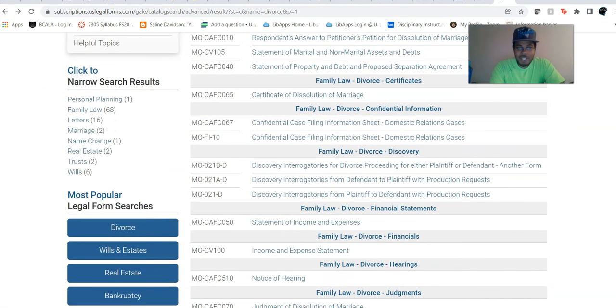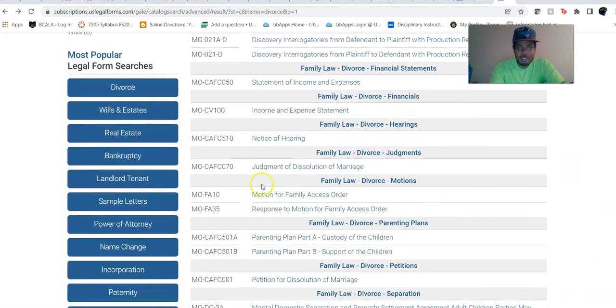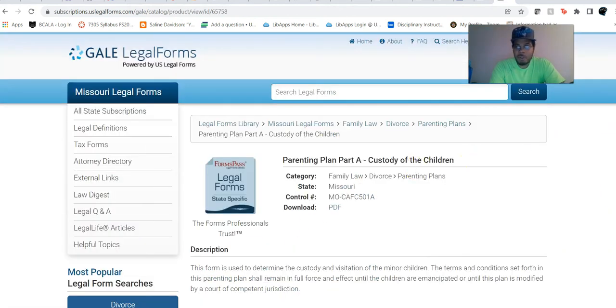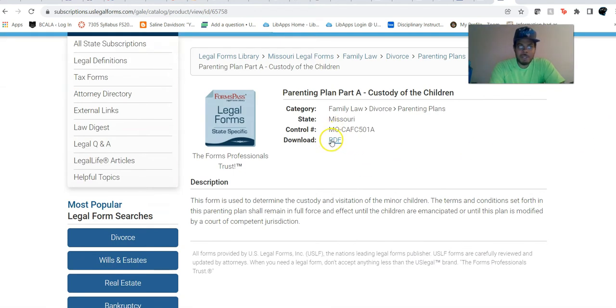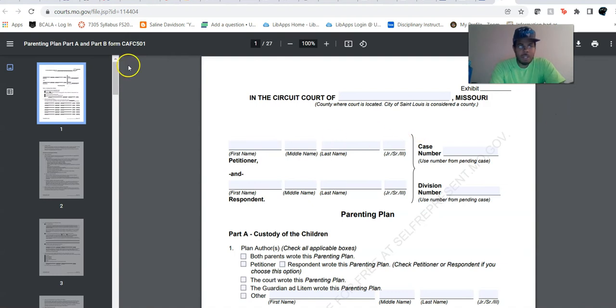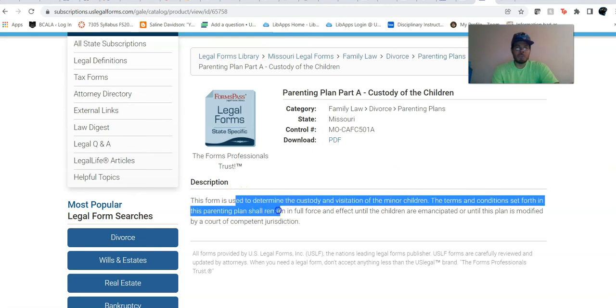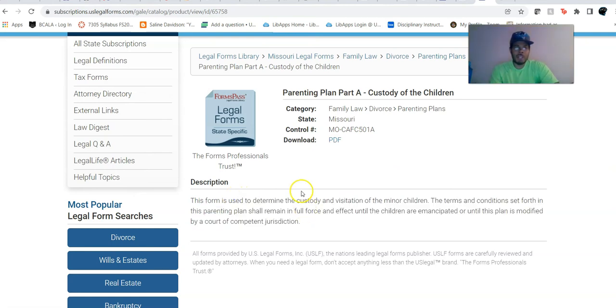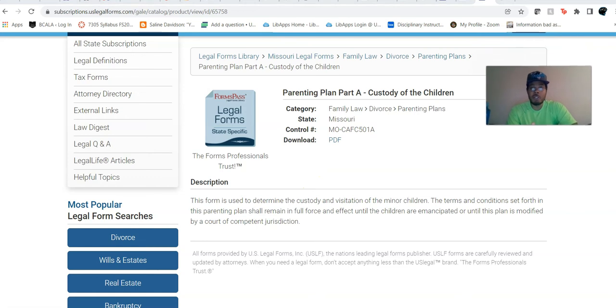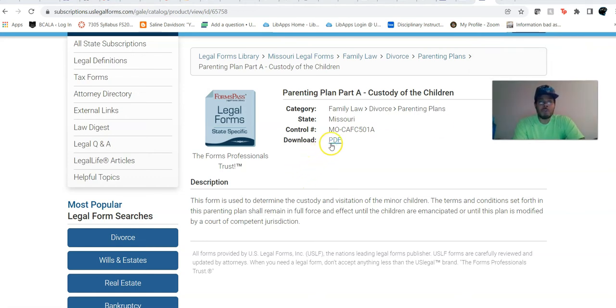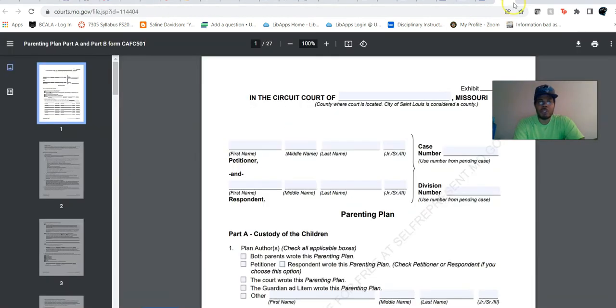Sorry about that, but let's see. Custody of children. Maybe this one will be a little better. But this one is also just in PDF form. Okay, but this one still works. So you see this little brief description here, and if that description leads you to believe that this is the particular form that you want, then you can go ahead and download the file. Again, a lot of times they're in Word or PDF format. This one is just in PDF.